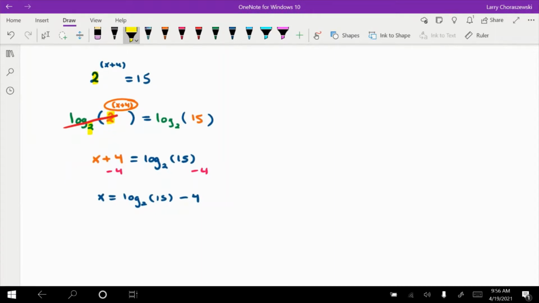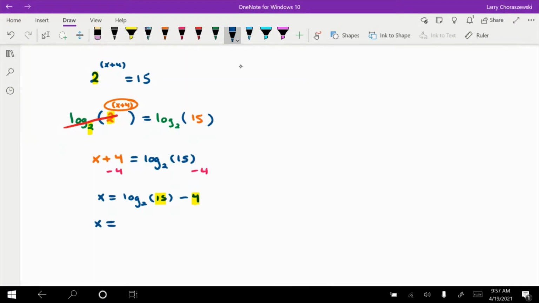One thing to note is that 15 is the only number in the argument, so you don't want to mistakenly write this as log base 2 of 11, which would come from 15 minus 4. There's no log attached to this 4, so there would be no way of blending the insides together.